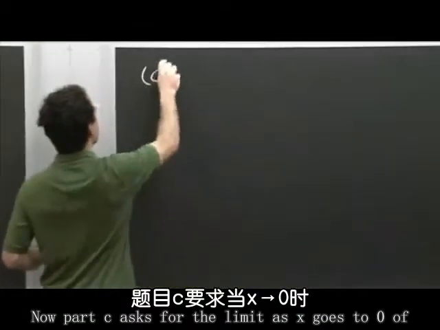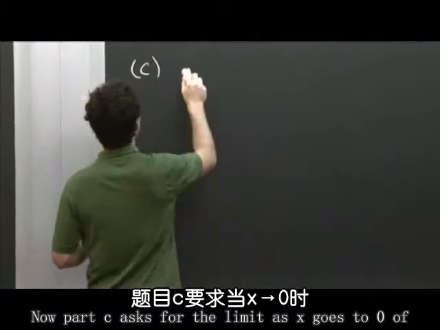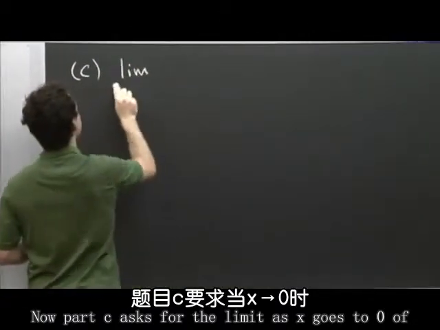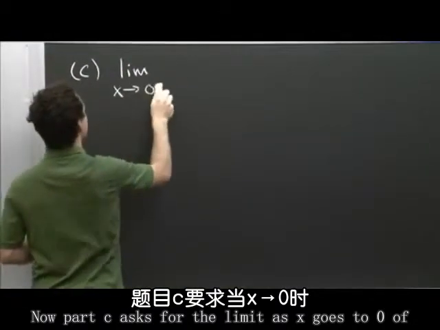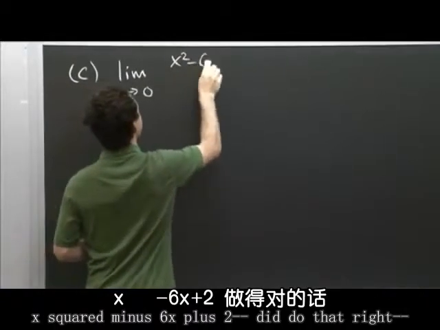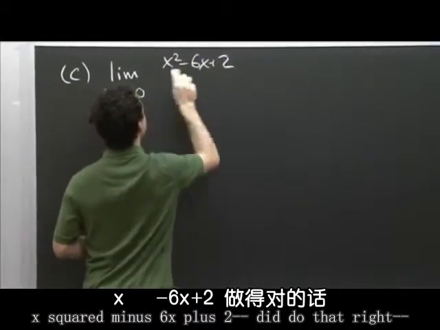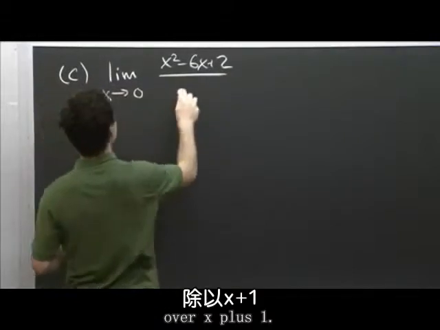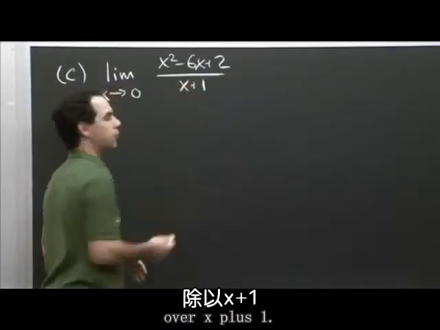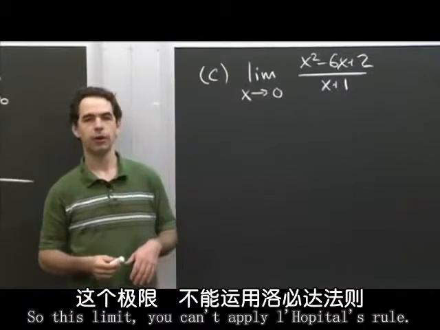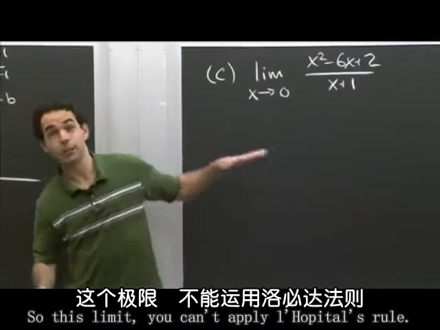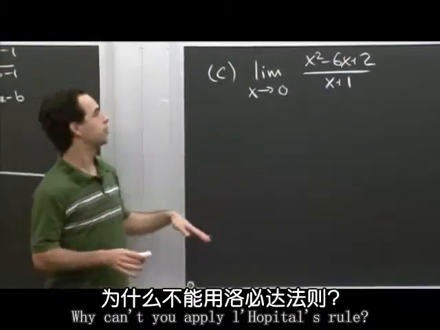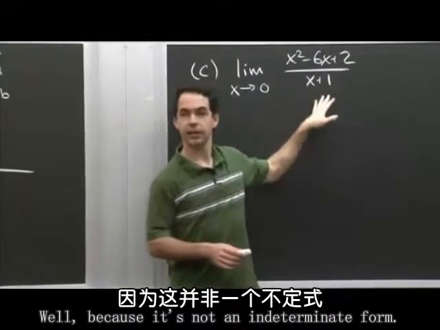Now, part C asks for the limit as x goes to 0 of x squared minus 6x plus 2. Did I do that right? Yes. Over x plus 1. So for this limit, you can't apply L'Hopital's rule. Why can't you apply L'Hopital's rule? Well, because it's not an indeterminate form.